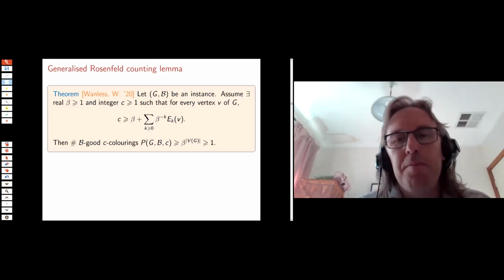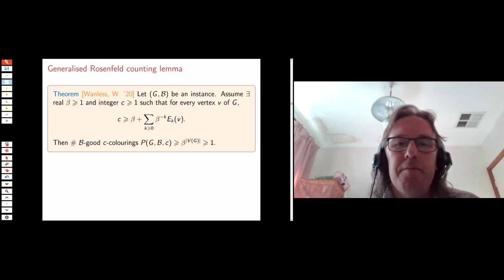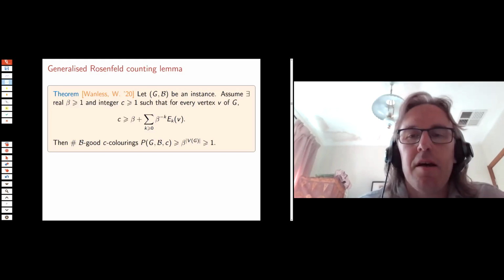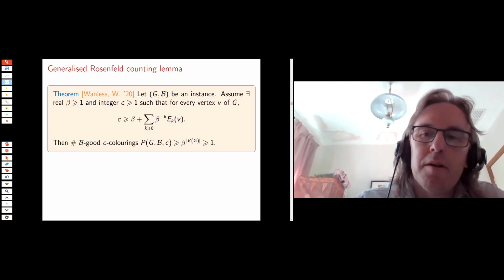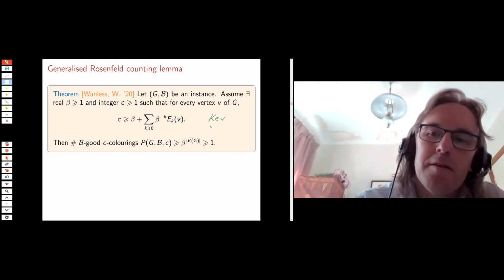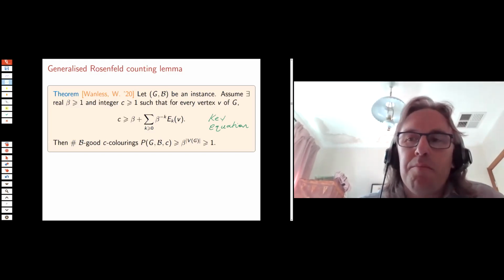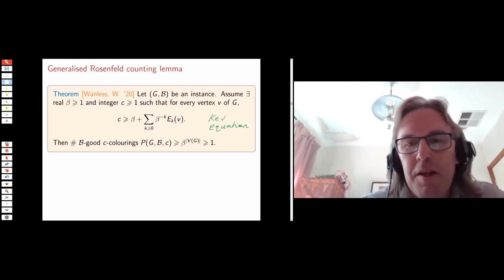We say let (G, B) be an instance and assume there is some real number beta and an integer C, such that for every vertex V of G, C is at least beta plus the sum over all k of beta to the minus k times E sub k of V. So this is this condition. I'm going to call it the key equation later on in the talk. This equation exactly mimics what was in that previous proof. In the very last line of the proof, you need this equation.